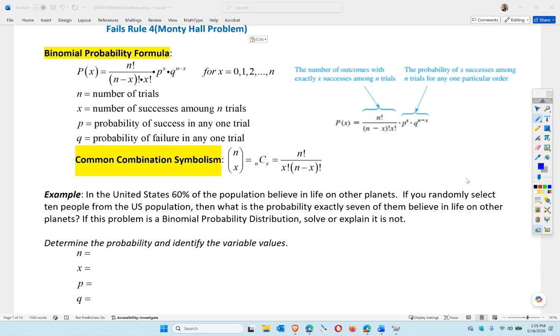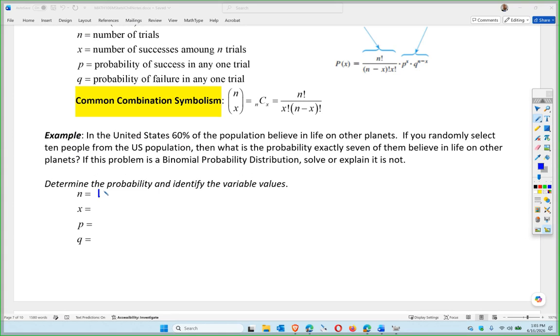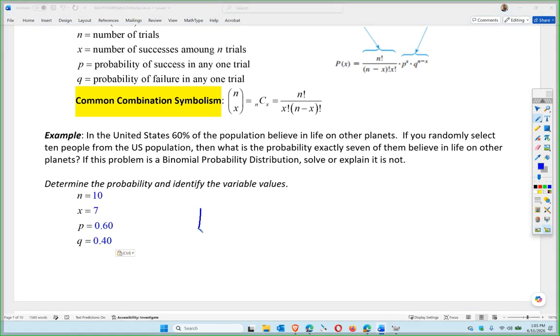So let's do an example here. Let's say we have 60% of the population believe in life on other planets, so the fun people, right? And you select 10 people from the U.S. population. So you're selecting 10 people. What's the probability exactly 7 of them believe in aliens, so 7 fun people? So that means you have 60% success, right, which is believing in aliens, and 40% are failures. Correct? Okay. So those are our numbers to go with. That's the basis for our formula, right? All right, so let's look at now the probability of 7, which is what we want. Probability of 7.